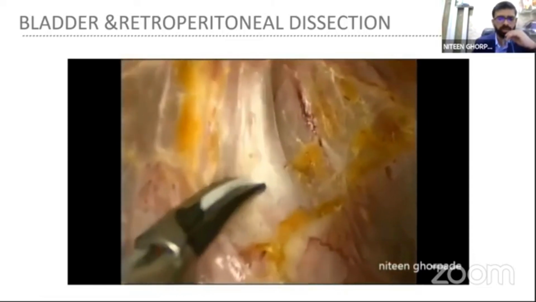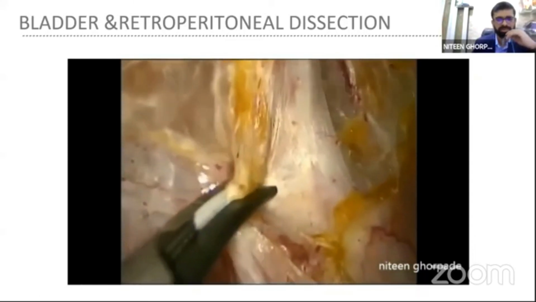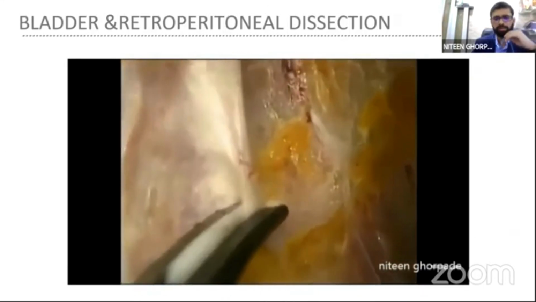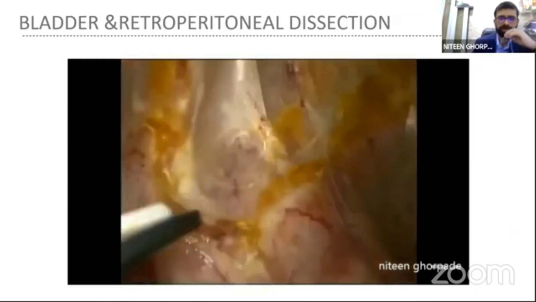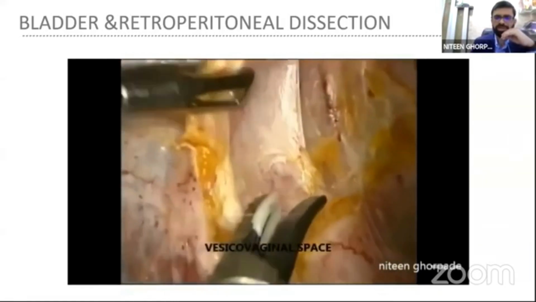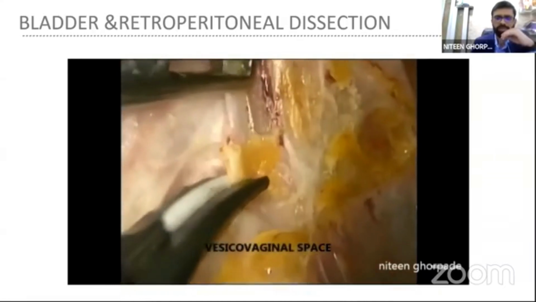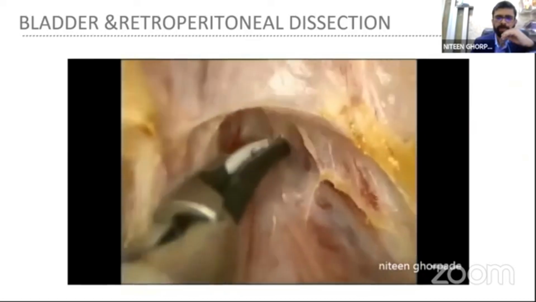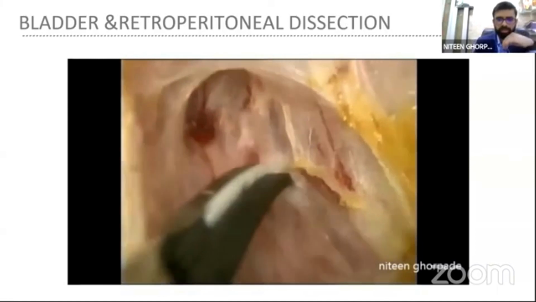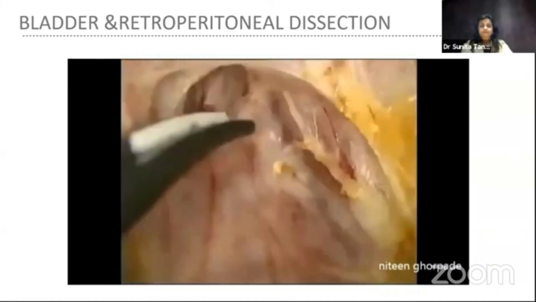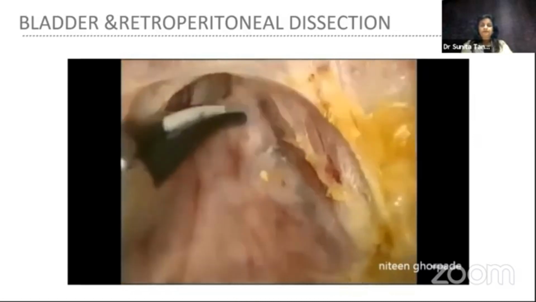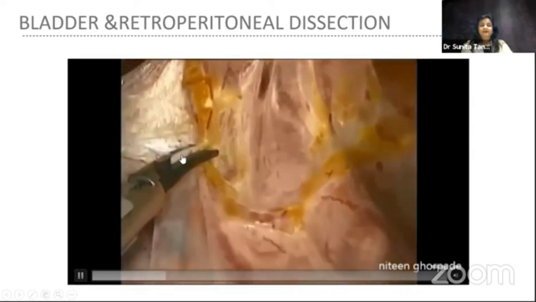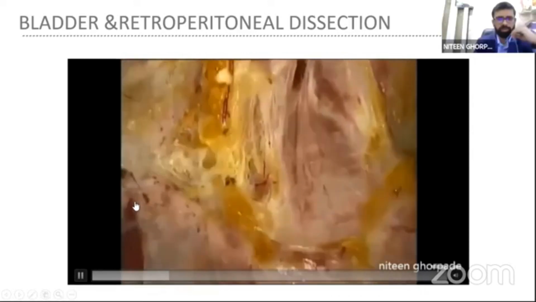This space has two layers, two fascia. One fascia goes with the bladder and the second goes with the uterus. While dissecting this space, we should not injure this fascia, otherwise there will be oozing or torrential bleeding. Try to push the bladder as far down as possible. This is the remaining part of the UV fold.